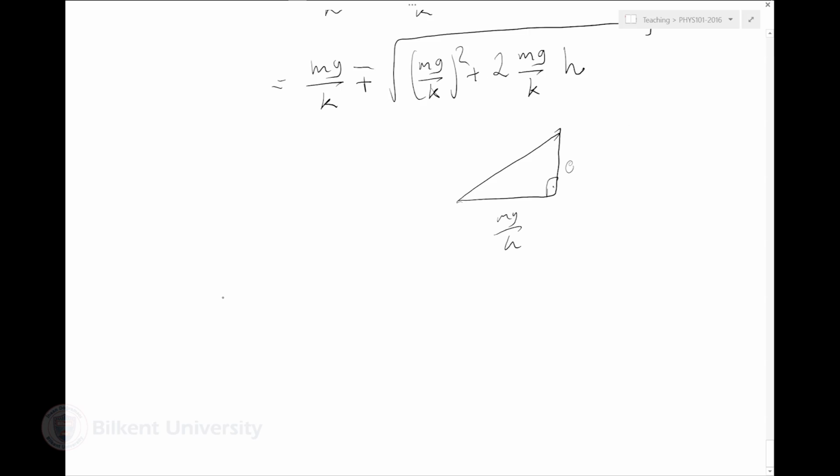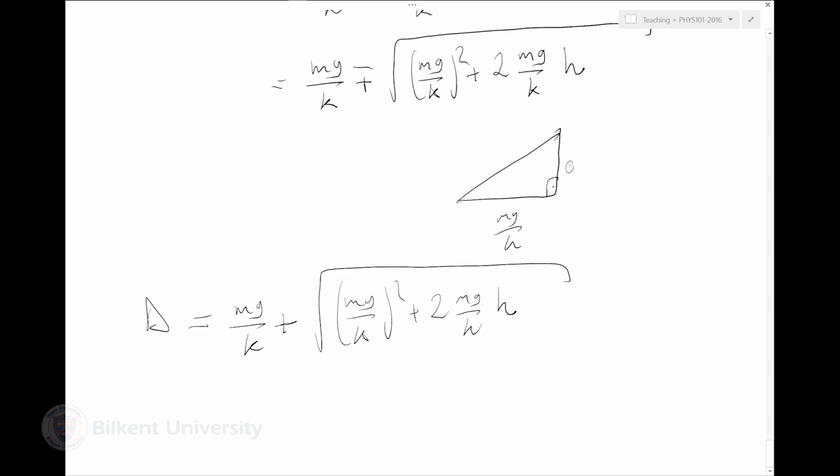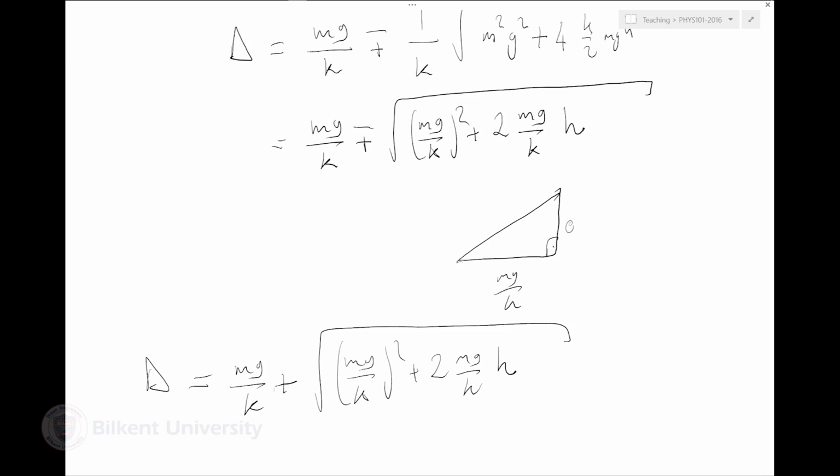Let's see. Delta is mg over k plus the square root term. Did I reach my goal? Yes. I'll not check the units. The units are fine.